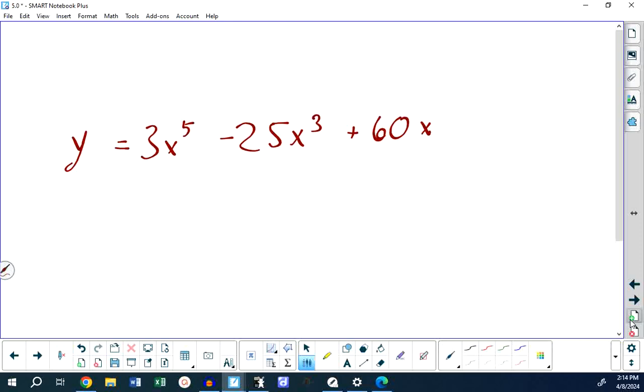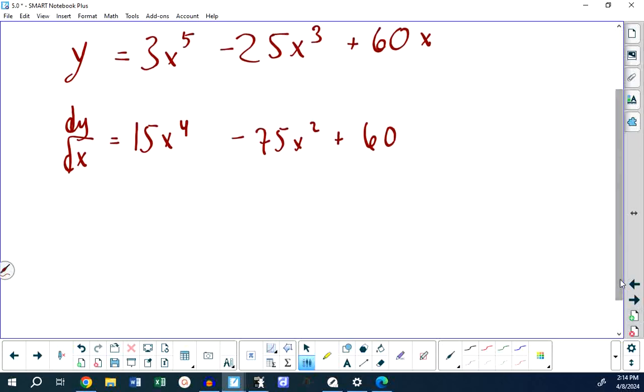Okay. So we have to find the derivative to find potential max-mins. So this is 15x to the 4 minus 75x squared plus 60. 3 times 5 is 15. Drop 1 from the exponent. 3 times 25 is 75. Drop 1 from the exponent. Derivative of 60x is 60.